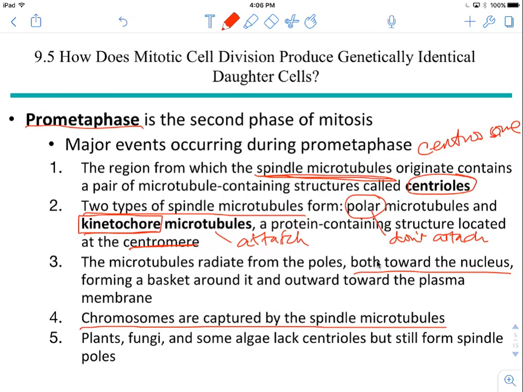Just a quick note about centrosomes and centrioles. All cells have a centrosome, but plant cells and fungi do not have centrioles. Only animal cells have centrioles. But all those cells still form the spindle microtubules.